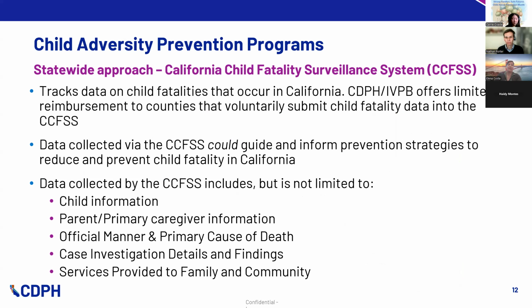The data collected through the system has the ability, if we have enough counties participating, to guide and inform prevention strategies to reduce and prevent child fatality in California. Some of the data collected includes information about the child, information about the parent or primary caregiver, information about the official manner or primary causes of death, details about case investigation and findings, and services that were provided to the family and the community. Right now we're limited to funding $150 per child fatality case, but those dollars don't have restrictions on them, so they can be used by the county to look at strategies for prevention.